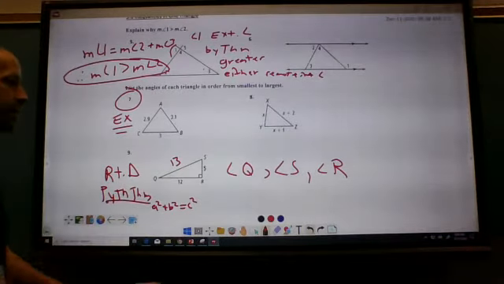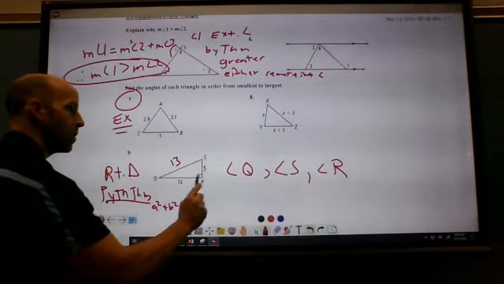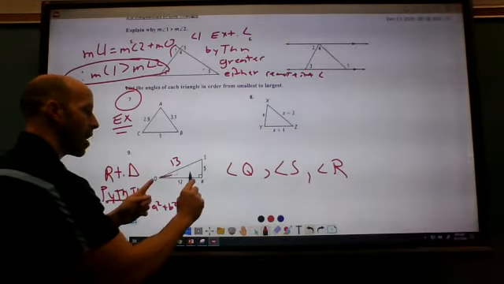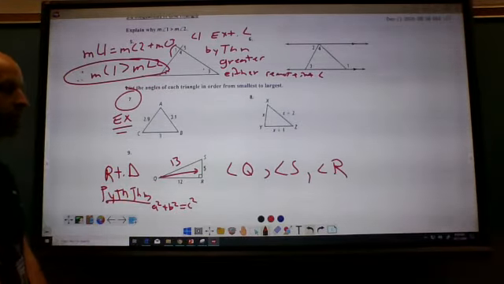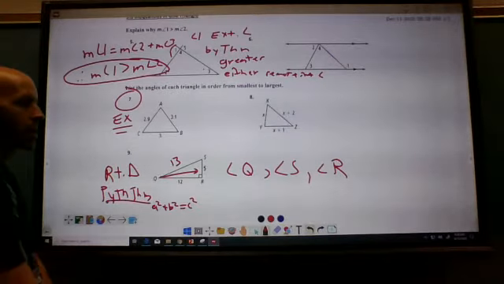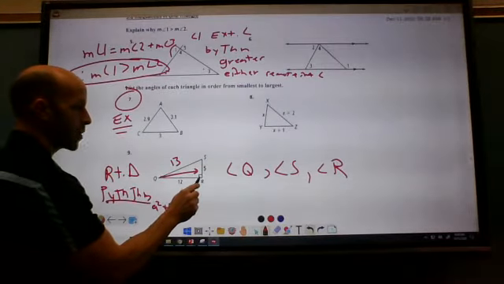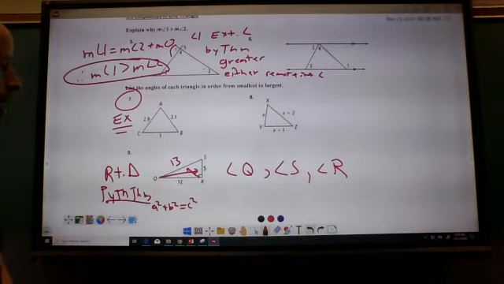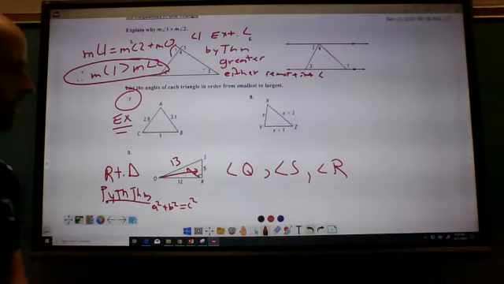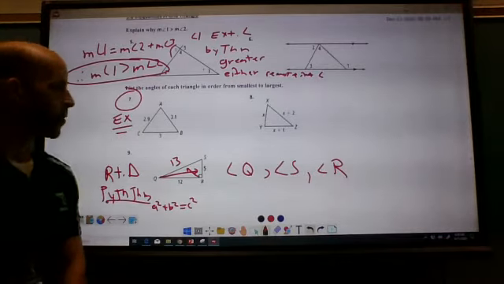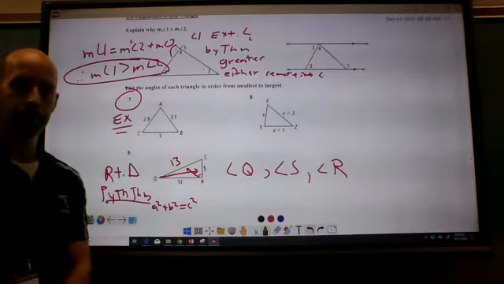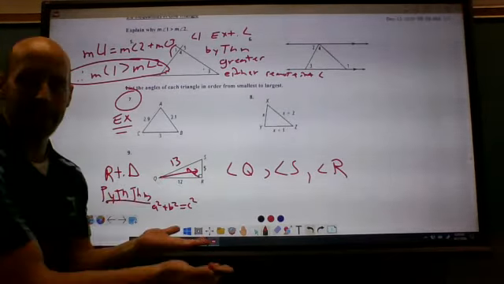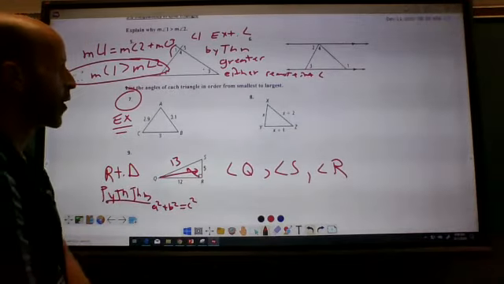So let me just say this. The smallest angle in a triangle is across from the shortest side. The largest angle in a triangle is across from the longest side. And I think that's kind of intuitive. Does anyone have any questions on that problem there, number 9? I mean, you can almost kind of look at this and guess. I don't think it's super hard.